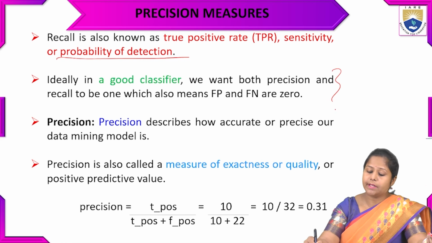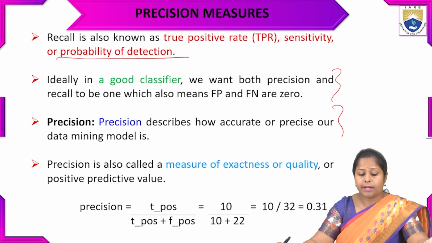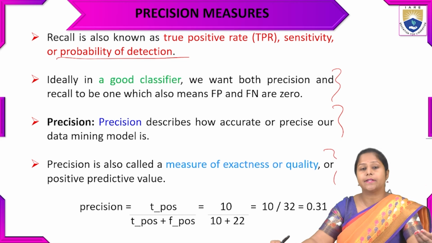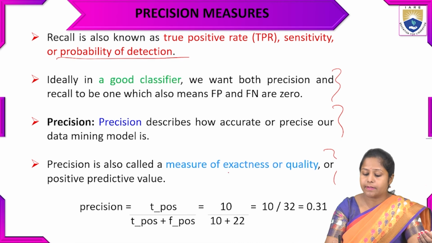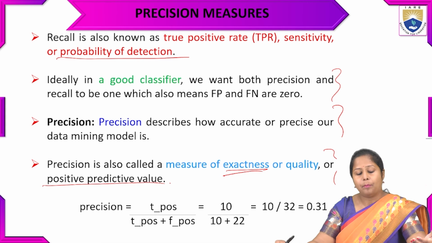Precision describes how accurate our data mining model is, how precise it is when evaluating that particular classification model. Precision is also called a measure of exactness or a measure of quality. These are the two names. Sometimes we also call it the positive predictive value.